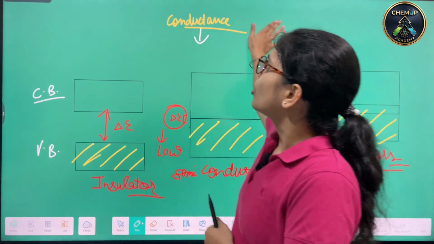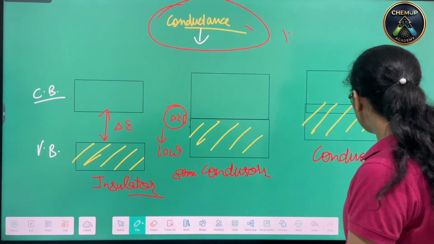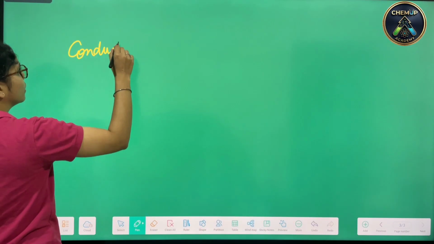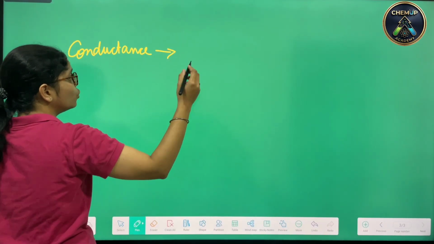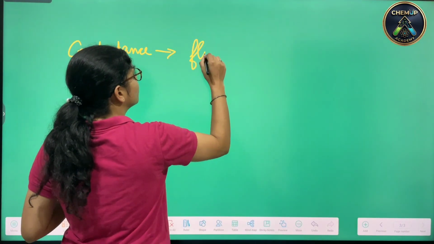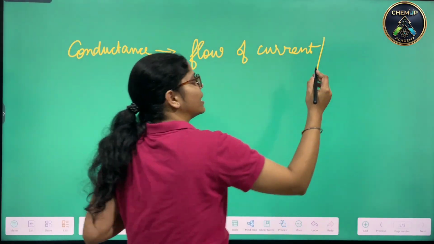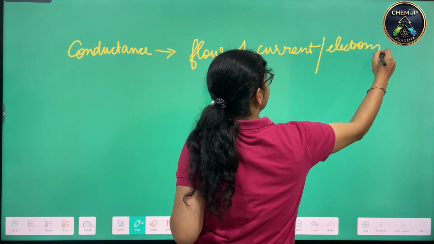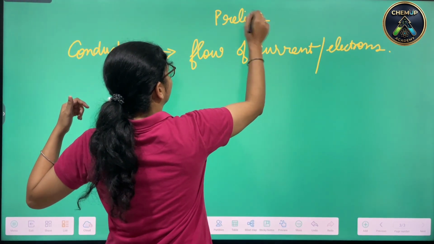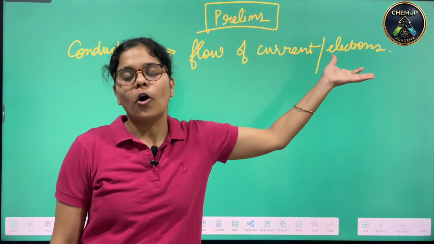So coming to the actual topic of ours, that is conductance. How will you define conductance? Whenever we come to the definition of conductance, we can say that conductance refers to the flow of current, or, to generalize it, the flow of electrons in simple terms. Since this chapter is related to your prelims, you may mention prelims as well. Alright, so conductance is basically the flow of electrons.